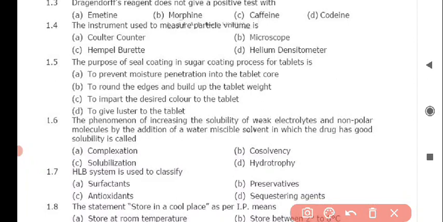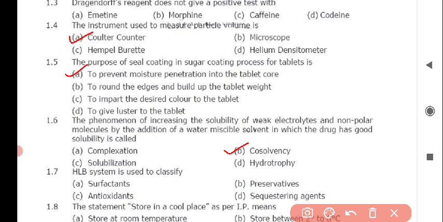Next question is, the instrument used to measure particle volume is, so the correct answer is option A, Coulter counter. Next question is, the purpose of seal coating in sugar coating process for tablets is, so the answer is option A, to prevent moisture penetration into the tablet core. Next question is, the phenomena of increasing the solubility of weak electrolytes and nonpolar molecules by the addition of a soluble miscible solvent in which the drug has good solubility is called, so the correct answer is option B, co-solvency.